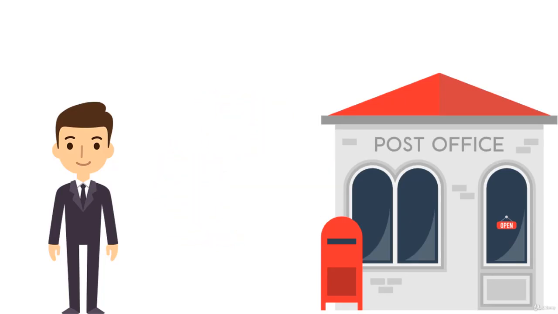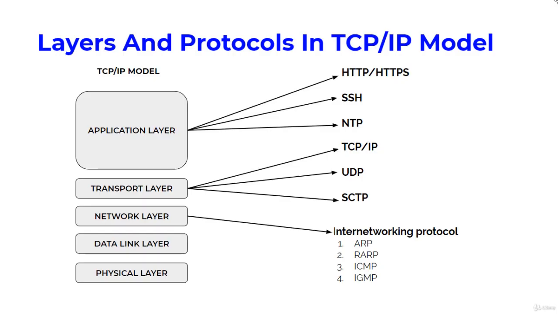Bob does not have to be concerned about how the postman carries out his job. This part where Bob puts the 7 kg envelope into the post box is nothing but our application layer. Moving on to the next layer.